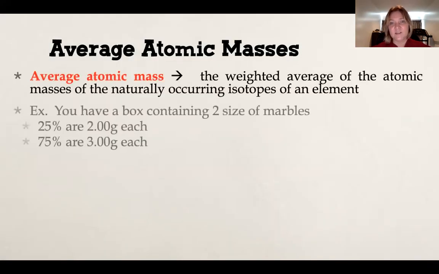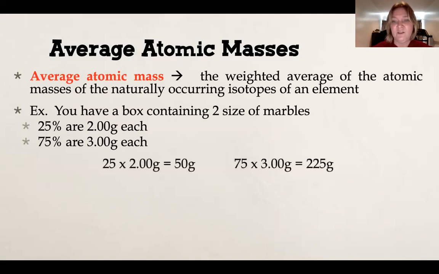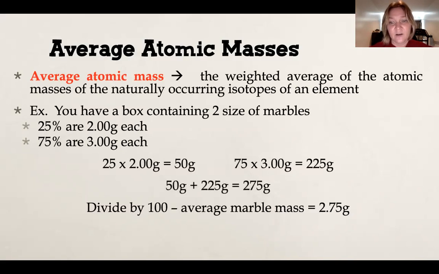The average atomic mass, this is why it's a decimal, is the weighted average of the atomic masses of the naturally occurring isotopes of an element. This is why your atomic masses on the periodic table are in decimal form, because they are averages. So, for example, if you have a box containing 2 different sizes of marbles, 25% of the marbles are 2 grams each, 75% of the marbles are 3 grams each. If you take 25 times 2, that's 50 grams. 75 times 3, that's 225 grams. Then you add those 2 together and divide by 100. The average marble mass is 2.75 grams.